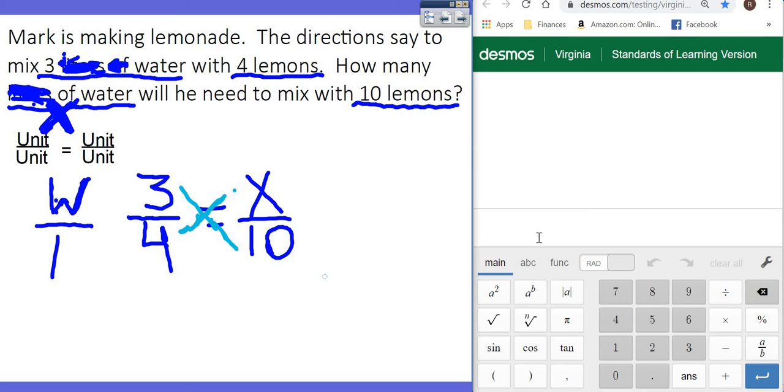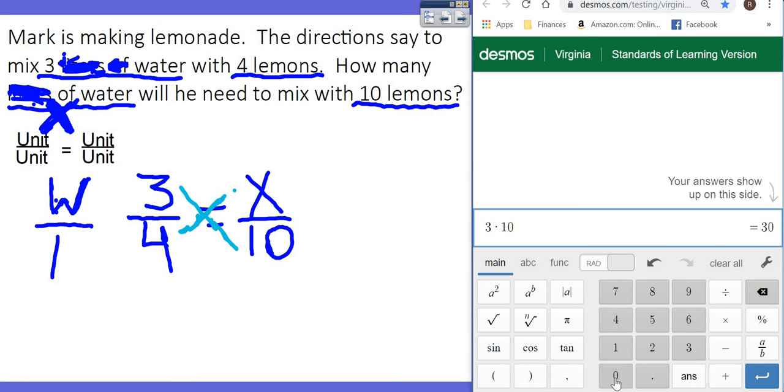So let's start by doing 3 times 10. I know I don't have to do that in my calculator, but I'm going to because I don't want to make any mistakes. So 3 times 10 is 30, equals 4 times X, is 4X.